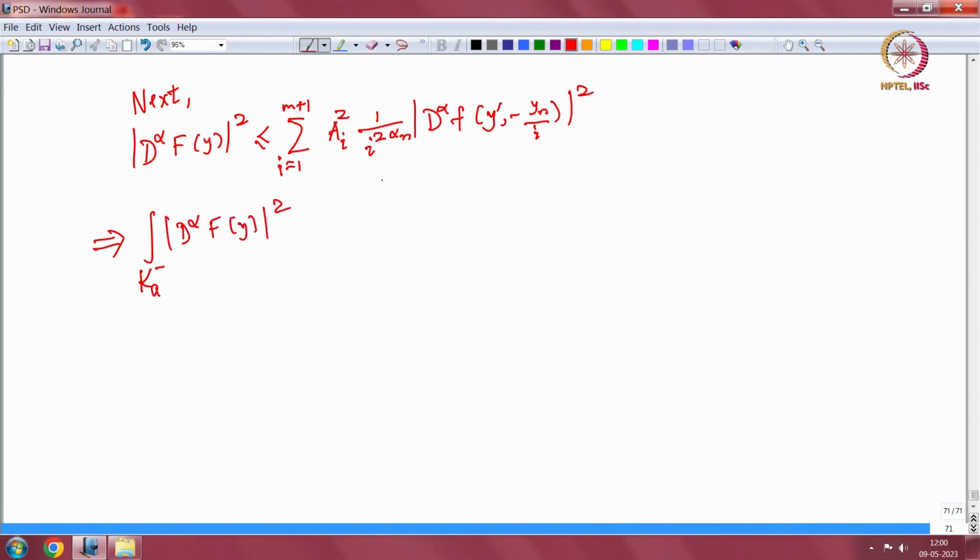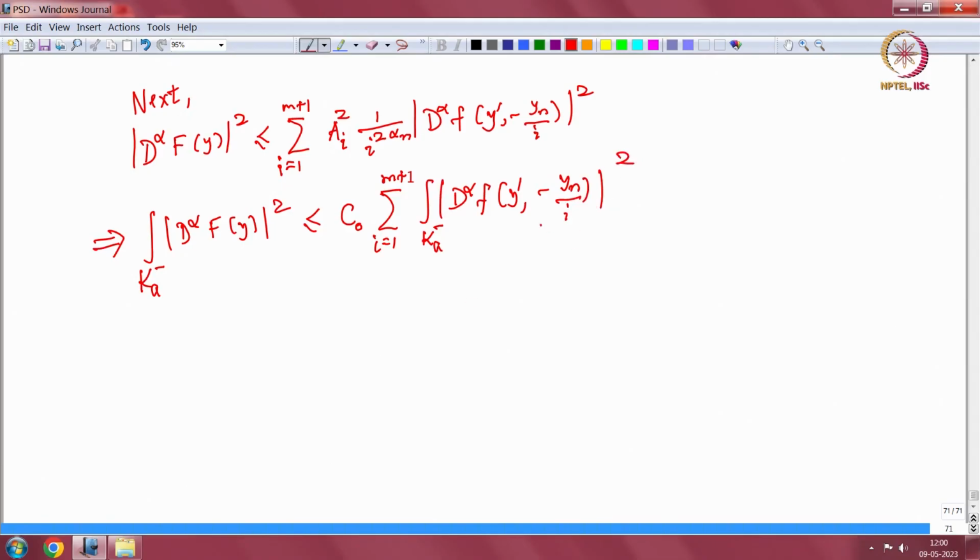So these are all constants. Okay. So I'll just put some constant. Okay. There will be several constants. So again I put I, because there is I there, so let me just put that. So integral K A minus d alpha little f y prime minus y n by I square.